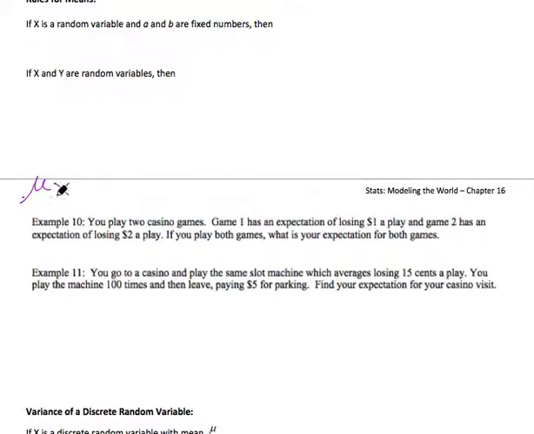So mu sub x plus y is going to equal, and we have an expectation of losing $1 a game, and game 2 has an expectation of losing $2 a play. So we're already given the expected values for them separately. So what would the expected values for them be together? Because of the formula, we can say that we can just add them together.